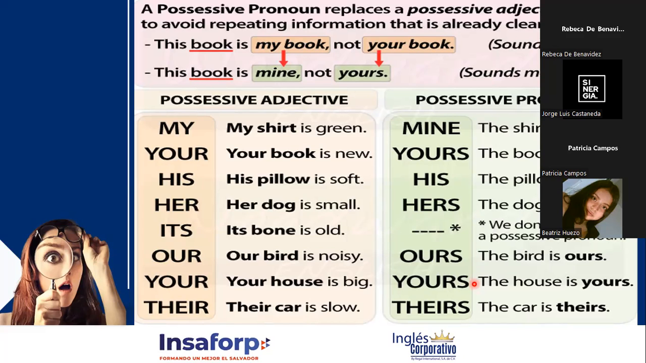The house is yours. Okay. Now, and the last one, the car is theirs. Now, let me ask you a question, guys. Is there any word of the vocabulary that we have here that you do not understand? ¿Hay alguna palabra que no entiendan? Or would you like to know the meaning of any one of those?